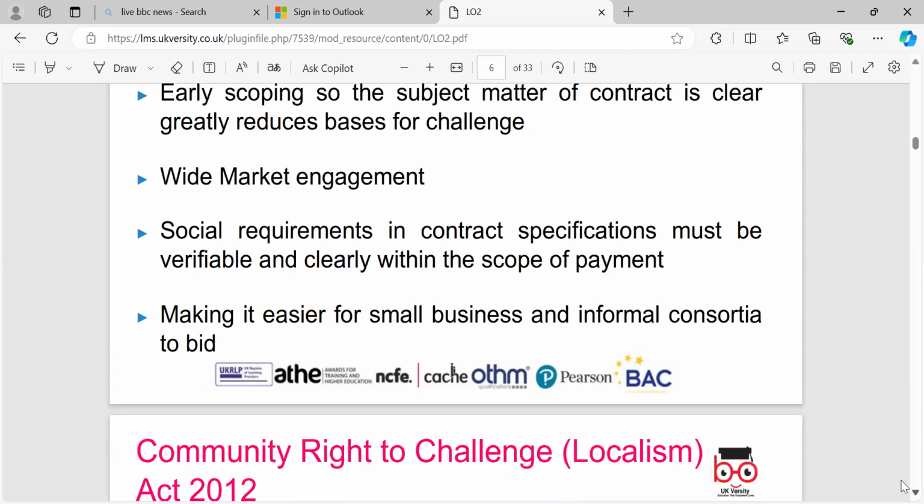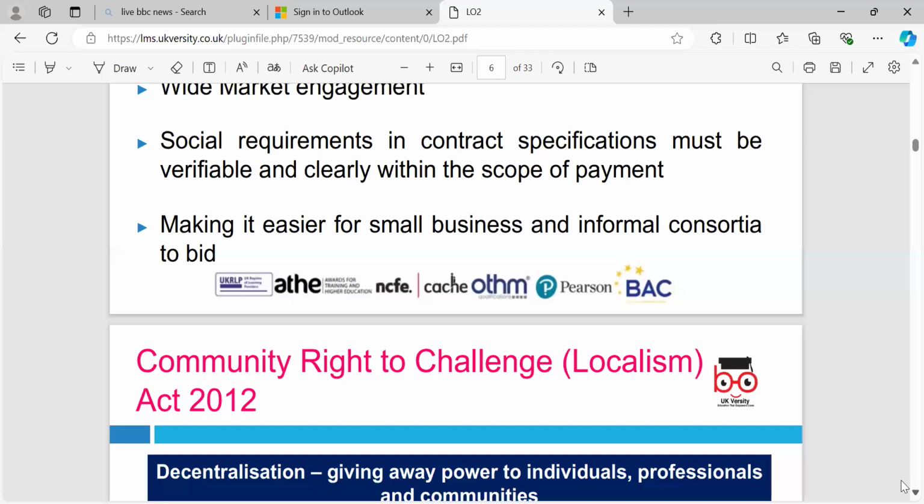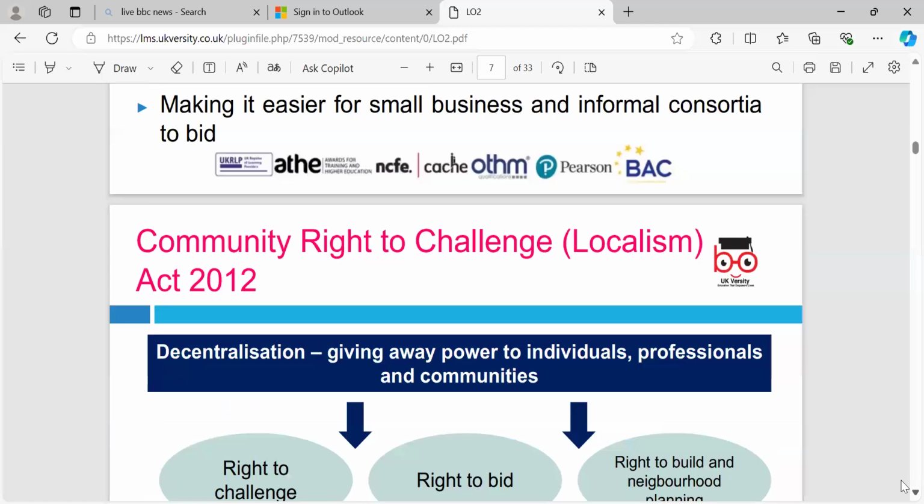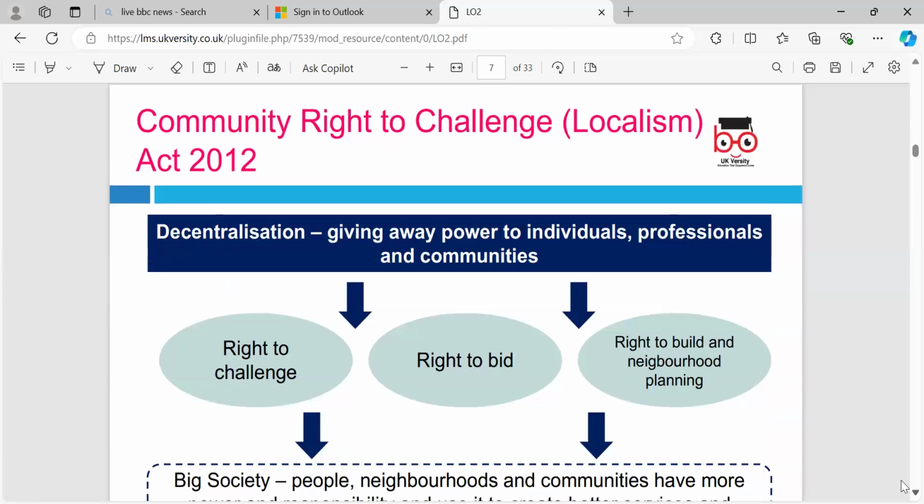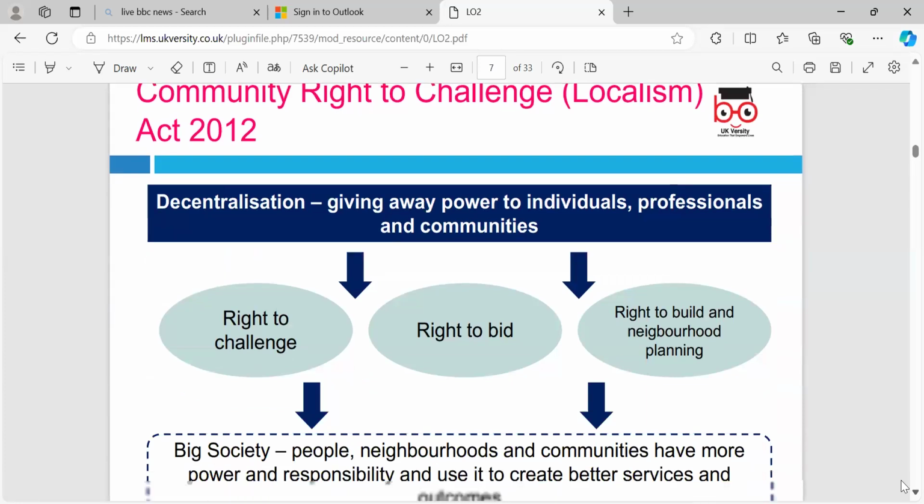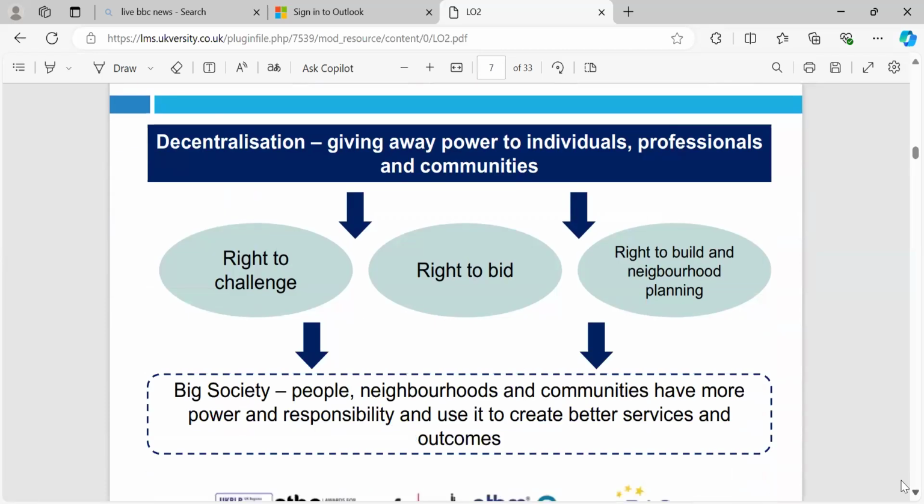So we can look around, it's easier for small businesses and consortia. We have the Localism Act 2012: decentralization, giving away power to the individual, professional and community, with the right to challenge, right to bid, and neighborhood planning. So the Big Society means people, neighborhoods and communities have more power and responsibility and use it to create better services and outcomes.